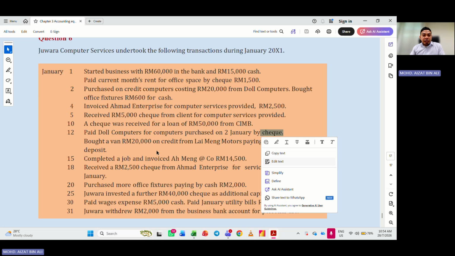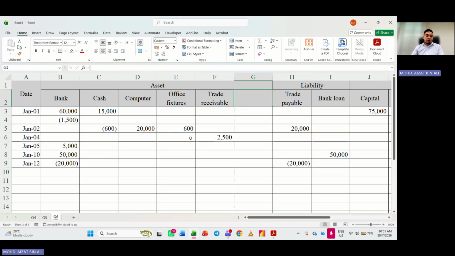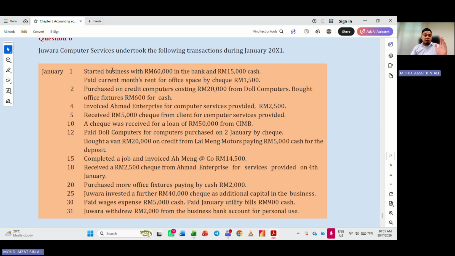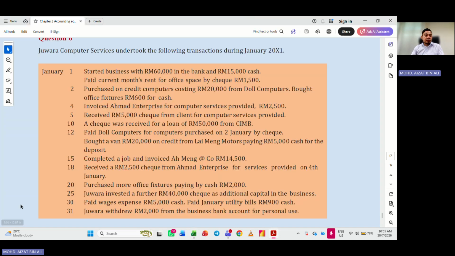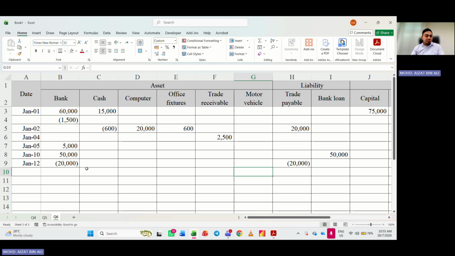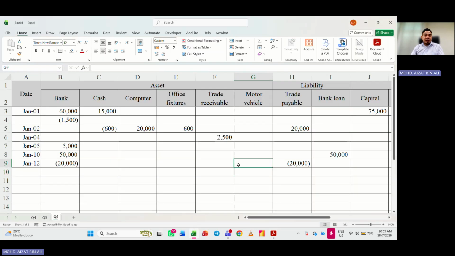Okay. Next, on the same date, we also bought a van. Juara Computer Services bought a van, 20,000 ringgit on credit. So open motor vehicle account. In case you're wondering, can I open van's account? Yes, you can open van account as well. It's just the same thing for this question. But of course, motor vehicle is a more generic title. So 12th January, the same date. We bought a van on credit. So van increased by 20,000 ringgit, motor vehicle increased by 20,000 ringgit, and it is on credit.